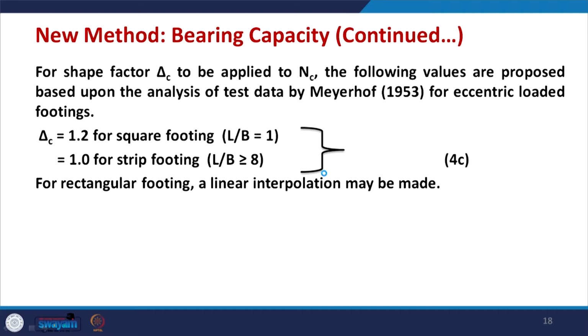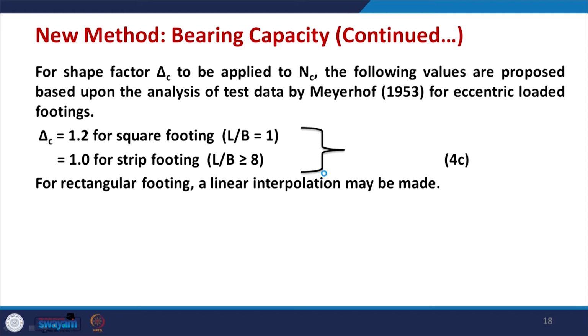However, the third one is for the cohesion term, delta C, which is the safety factor for the NC term. They have delta C equal to 1.2 for square footing and delta C equal to 1 for strip footing. Strip footing means when the length of the footing is very large compared to width, or let us say when L by B is greater than 8, then assume this delta C as 1.